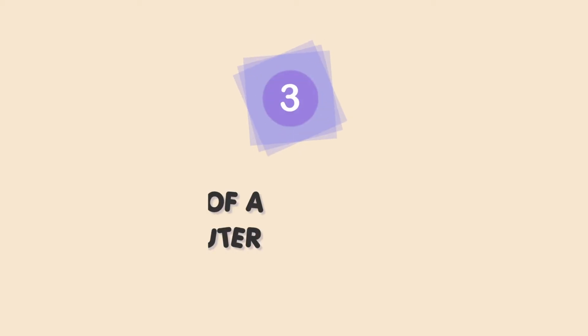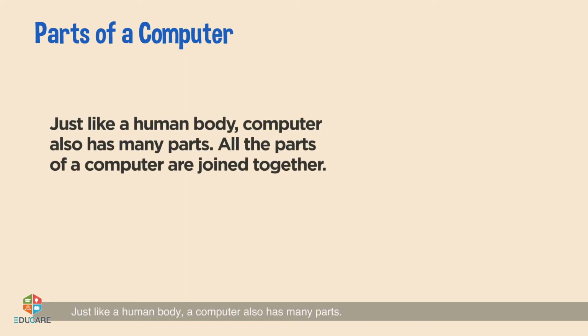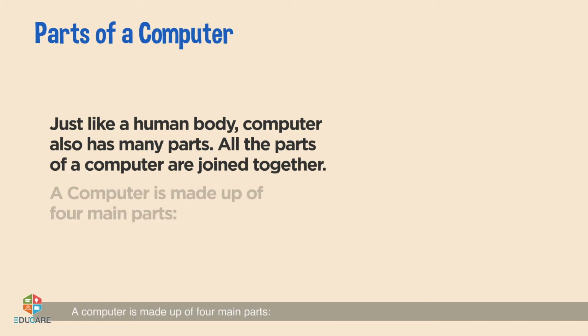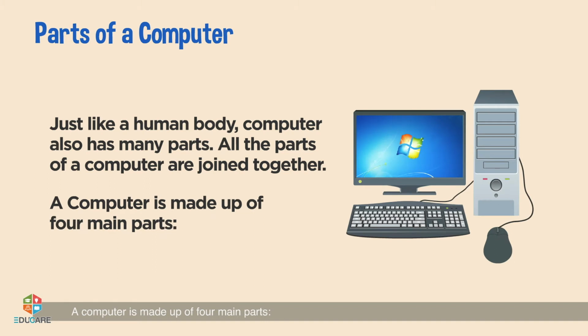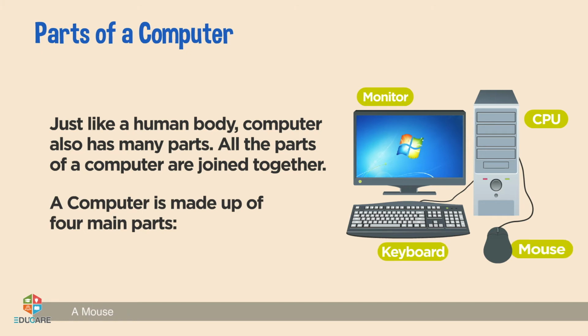Chapter 3. Parts of a computer. Just like a human body, a computer also has many parts. All the parts of a computer are joined together. A computer is made up of 4 main parts: a monitor, a CPU, a keyboard, a mouse. Let us learn about the main parts of a computer.